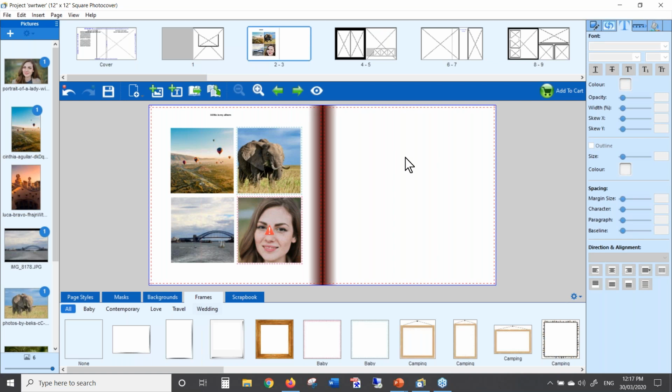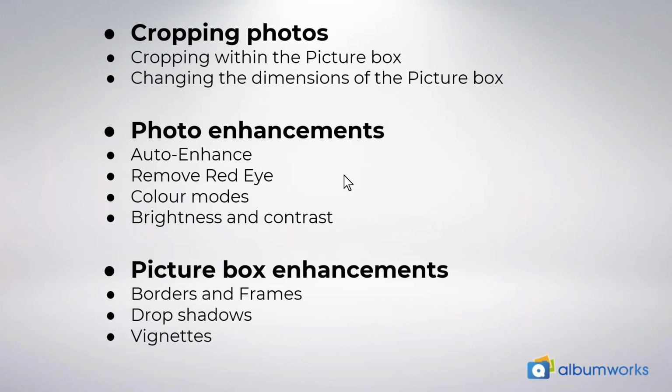Okay, so just before we go, sorry, I was just going to do a quick recap of what we've done today. So if you have a look at this screen, basically what we've looked at is cropping photos, so cropping within the picture itself, and then the picture box, and then changing the dimensions of the picture box. We've looked at photo enhancements, how to use auto enhance, remove red eye, color modes, and brightness and contrast. And finally, we've looked at picture box enhancements, so borders and frames, drop shadows, and vignettes.